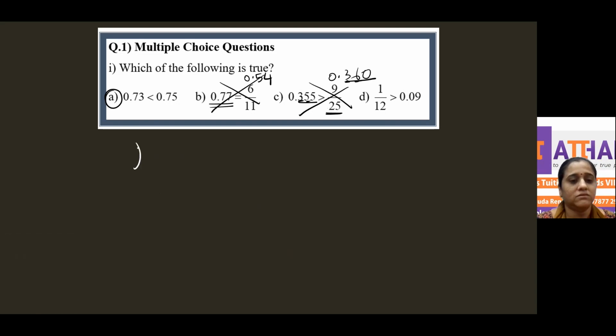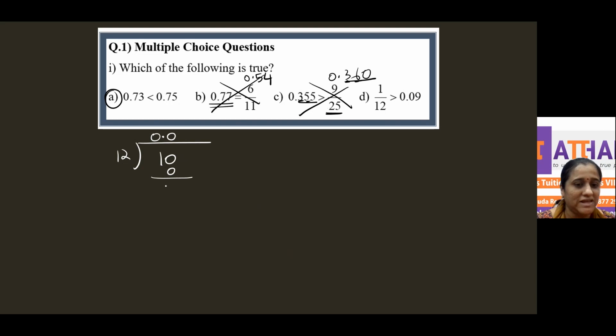See here. 1 divided by 12. Okay, so this number is very small. It's less than 12. So we start with 0 point and we add a 0 here. Now 12 zeros are 0 because 12 ones are 12, which is big. It's greater than 10. So 12 zeros are 0.